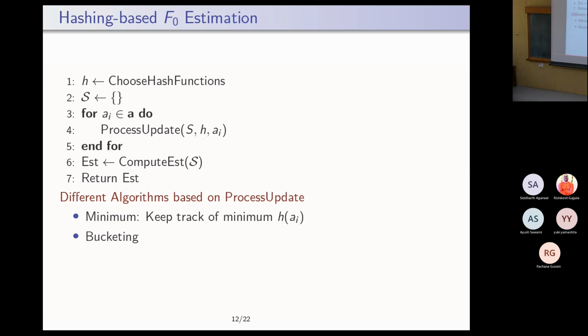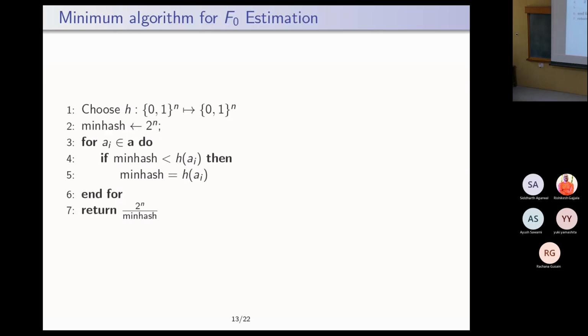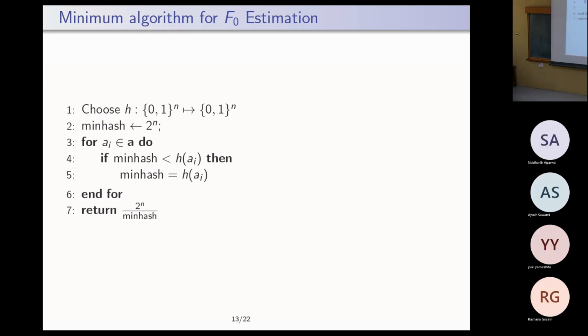Just for concreteness, let me tell you about two different algorithms for doing this update procedure. One is called the minimum, and the other is called the bucketing. Let me tell you about the minimum one, which is very simple. All that you do is you keep track of the minimum hash value. You have some ordering among hash values, say lexicographic ordering, and you find the minimum hash among all the hashes that you have seen. Ultimately you return 2 to the n over min hash.